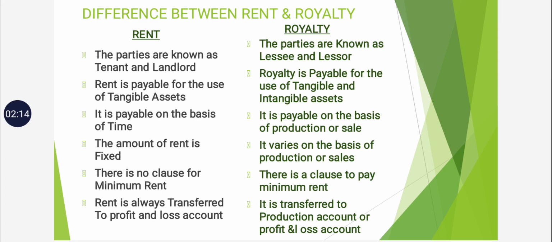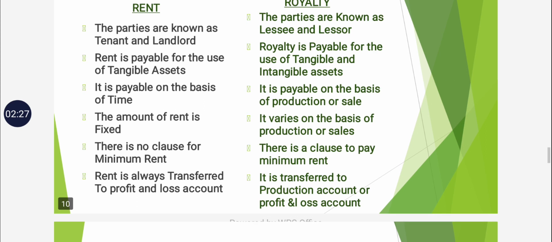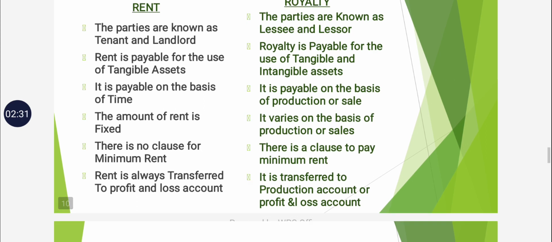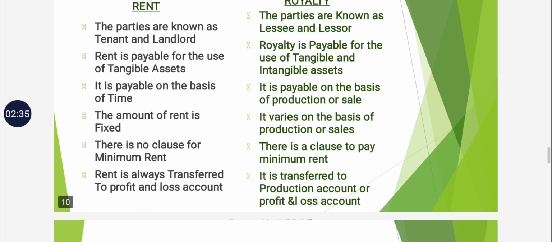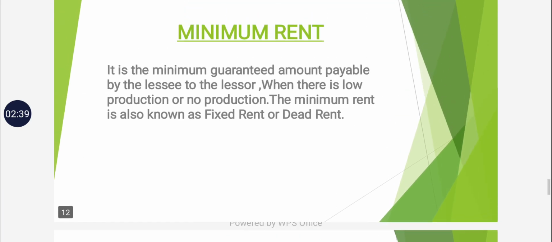The amount of rent is fixed, whereas the royalty amount varies on the basis of either production or sales. In the case of rent, there is no clause for minimum rent, whereas in the case of royalty, there is a clause to pay minimum rent. Rent is always transferred to the profit and loss account, whereas royalty is transferred to the production account or P&L account only.